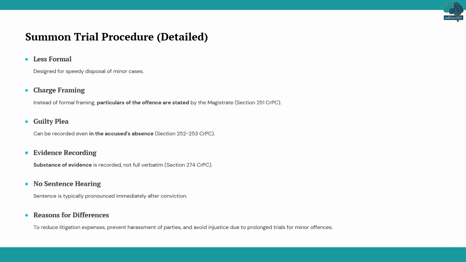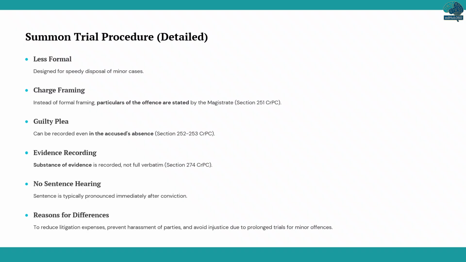Focusing on the summon trial procedure, it is notably less formal and designed for the speedy disposal of minor cases. In terms of charge framing, instead of a formal framing, the magistrate simply states the particulars of the offense. A guilty plea can even be recorded in the accused's absence in some cases. When it comes to evidence recording, only the substance of the evidence is recorded, not the full verbatim testimony.